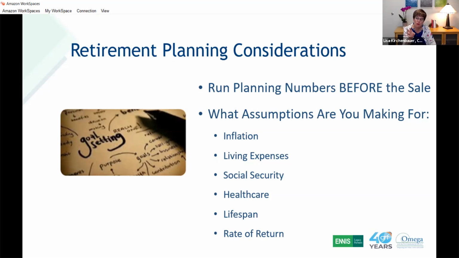What are your post-transaction living expenses? Who are you supporting? Anybody? What expenses are you going to have to pick up that the business has picked up? And so there's a number of different things to consider there. Social Security, when are you going to claim Social Security?